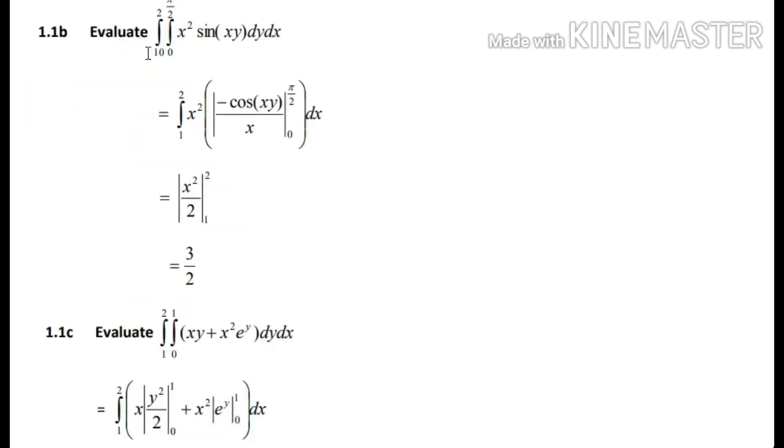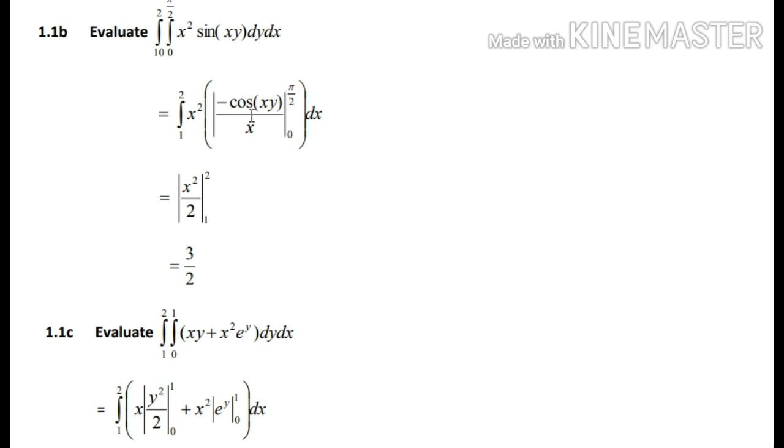Next we have to evaluate double integration x square sin xy dy dx. Now order of integration is dy dx. So first integrate with respect to y, treating x constant. So integration of sin xy is minus cos xy, and divided by x, because we are integrating with respect to y and x is treated constant. And this x square is also as it is because we are treating it as constant. Now apply limit 0 to pi by 2.